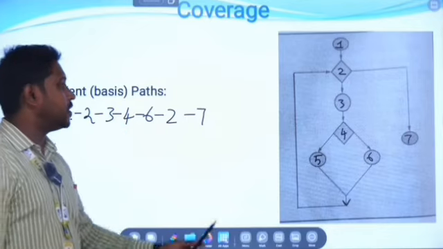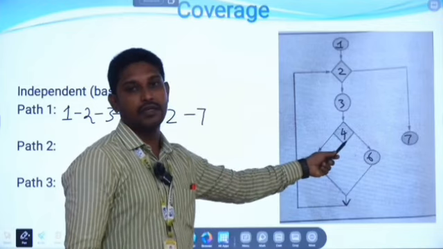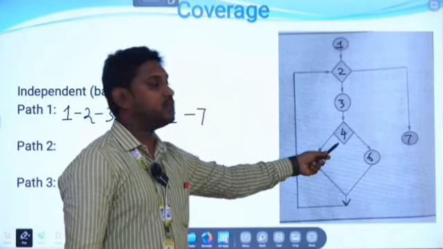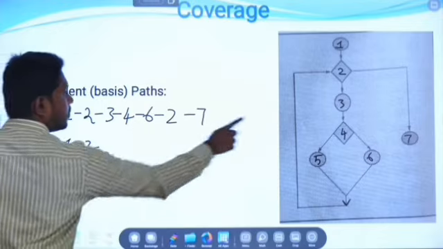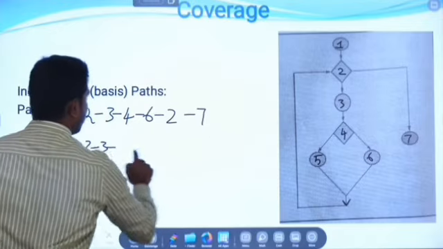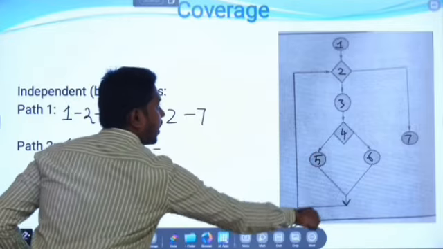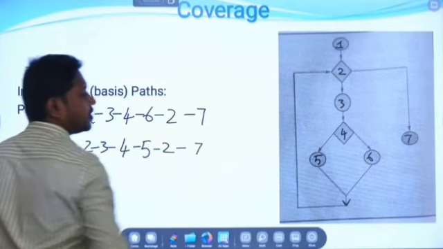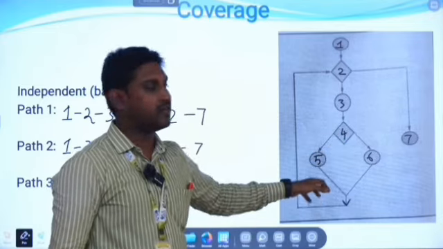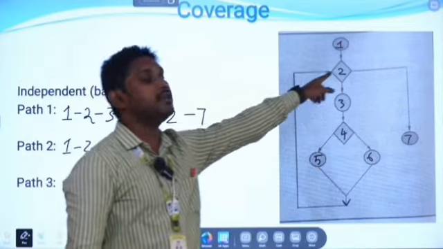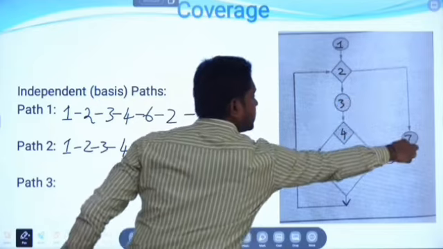For the second path, we first went with the positive, the true path for this condition. So the second path will be the negative path, that is the false path. That is 1, 2, 3, 4, and the negative path 5, then again 2, 7. So for this condition we have covered the positive path and the negative path. And the third path, for this condition we have to identify the false path. So the false path will be 1, 2, 7.